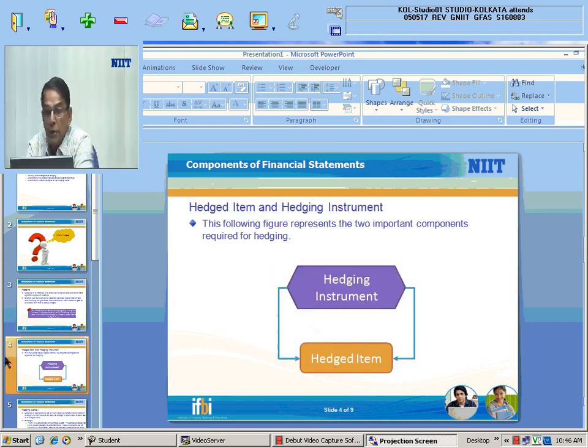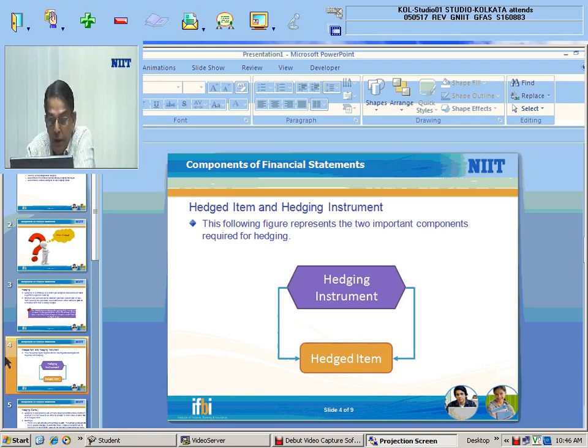So we are talking of two things. One is the hedging instrument, the other is the hedged item. The following figure represents the two important components required for hedging. There must be a hedged item, there must be a hedging instrument. A hedging relationship has two components.